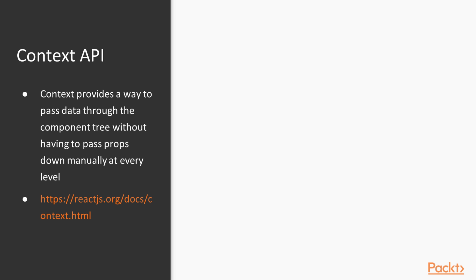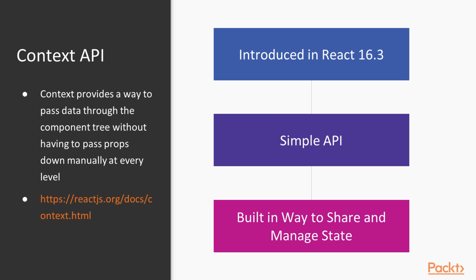The React documentation states that the context provides a way to pass data through the component tree without having to pass props down manually at every level. In short, since React 16.3, a stable version of context can be thought of as a built-in way to share and manage state, which means not having to pull in any external library, which could one day conflict with React.